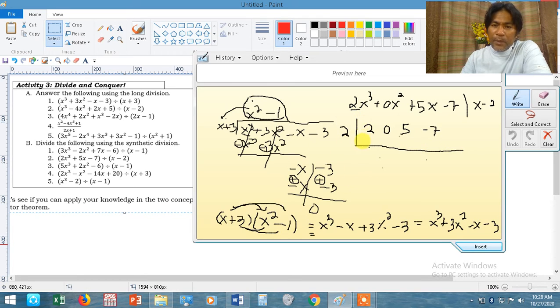So, first step is bring down 2. After that, you multiply 2 and 2, that will give you 4. Then you add 0 plus 4 will give you 4, right? Then 4 times 2 will give you 8. Then we have 8 plus 5 is 13. And 2 times 13 is 26. 26 minus 7 is 19. So this is 19, and there are no more numbers. So 19 is the remainder.